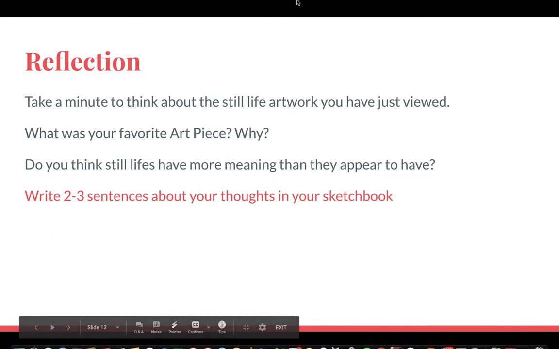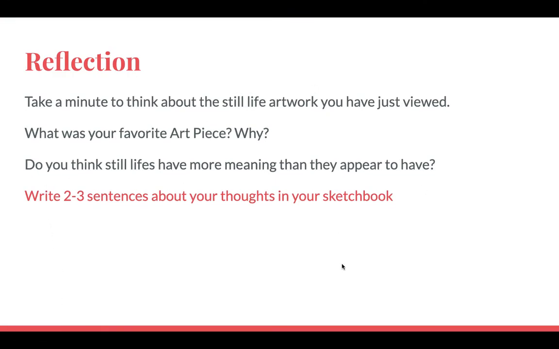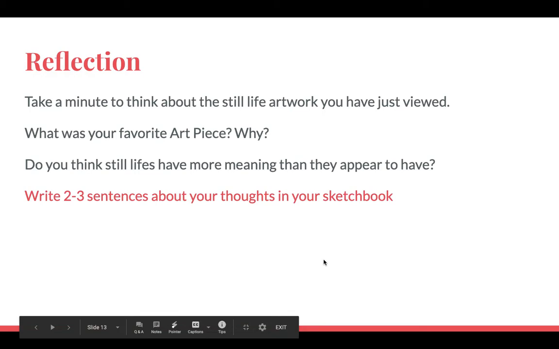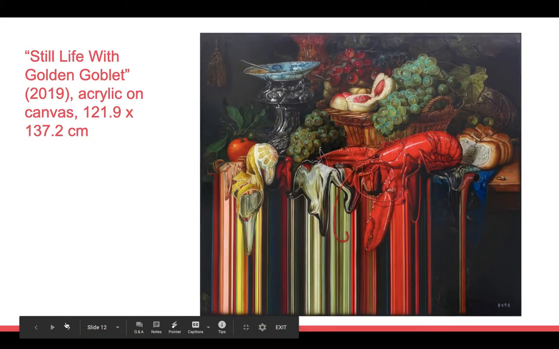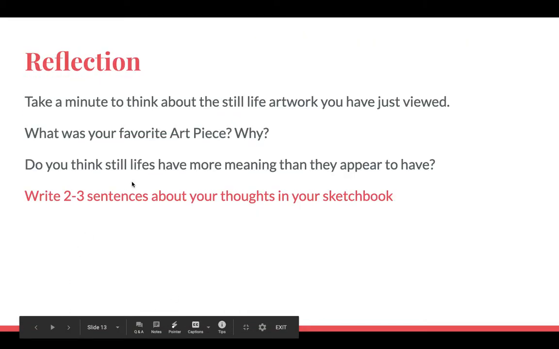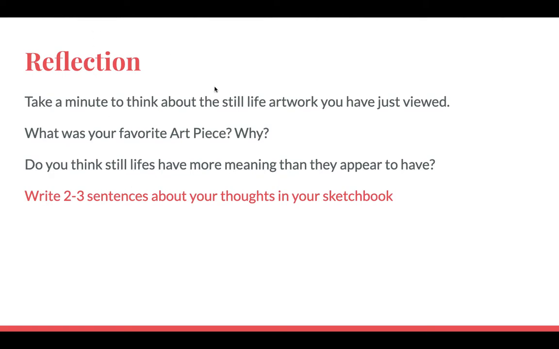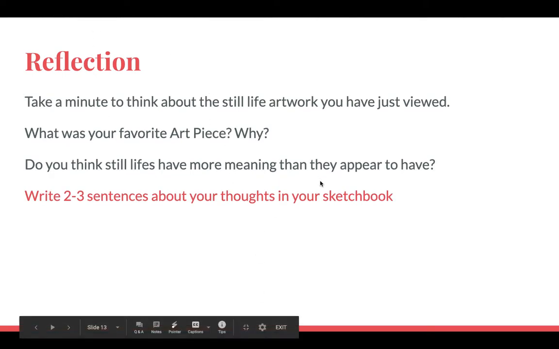Okay, so now we're just going to take a minute to reflect. Try to think about what we just learned about, how all these art pieces have meaning, and write down what was your favorite art piece and why. Do you think still lives have more meaning than they appear to have? Write 2 to 3 sentences about your thoughts in your sketchbook. So if this was class, I would just have you guys take 2 to 3 minutes, but for time purposes, you can just pause.